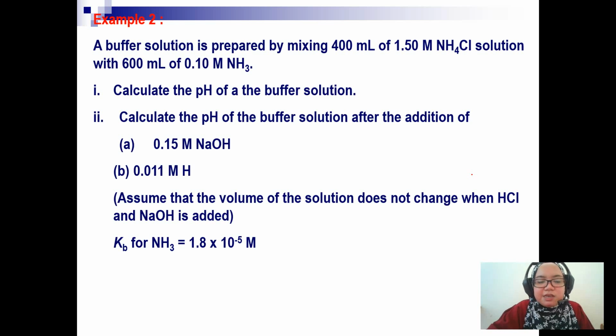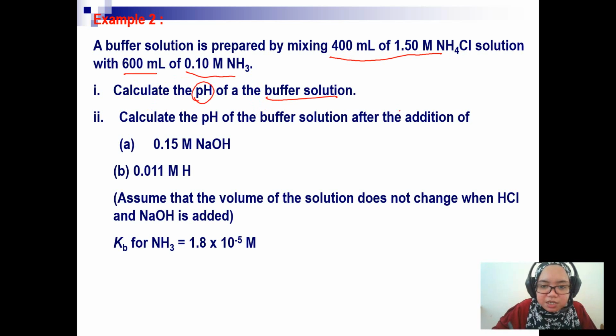Let's try this question. Okay, this time the question is a bit different. Now it says, a buffer solution is prepared by mixing 400 ml of 1.5 molar ammonium chloride with 600 ml of 0.1 molar ammonia. It asks us to calculate the pH of the buffer solution. Okay, in the earlier question, the volume of the buffer solution was already given as 1 liter, so the concentration was indeed 0.1 molar.